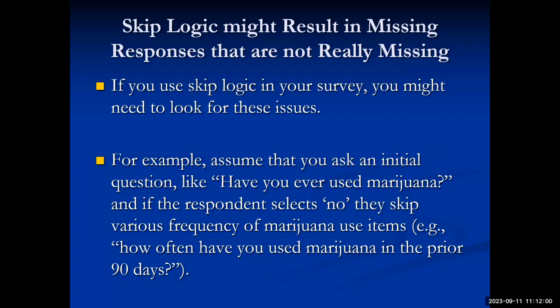And so the example I have here is we might have an initial question that asks someone, have you ever used marijuana? And then their responses will be no or yes. And if their answer is no, we're going to skip them out of the rest of the questions related to marijuana use and over to the next substance. Whereas if they answer yes, then we might ask them a series of additional questions. One of those questions might be, how often have you used marijuana in the prior 90 days?